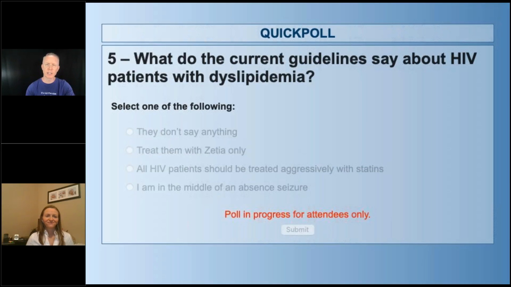All HIV patients should be treated aggressively with statins. I'm in the middle of an absent seizure right now. The Napoleon Dynamite look, right? The lip hanging down, like drool coming out of your mouth, a web flying off your hair, just standing there staring off into space. Some of you might look like that right now. Just kidding, gosh. Yeah, Steven, my man. You're not gonna be friends, man.